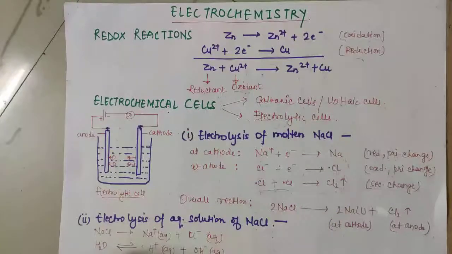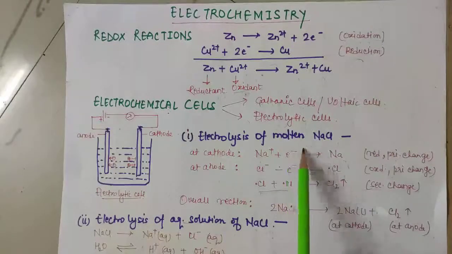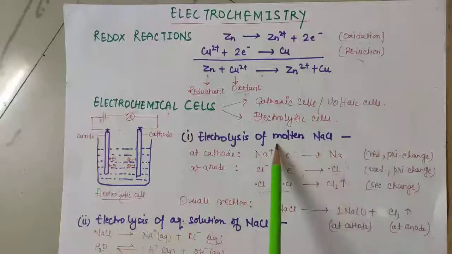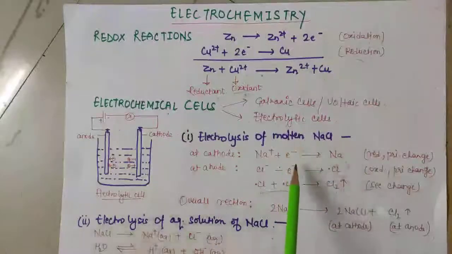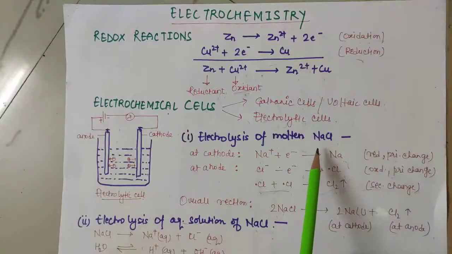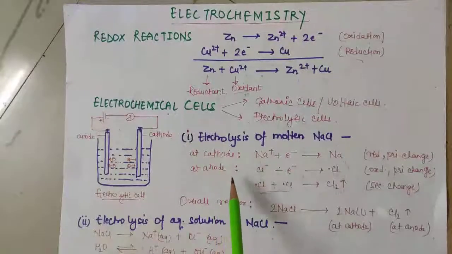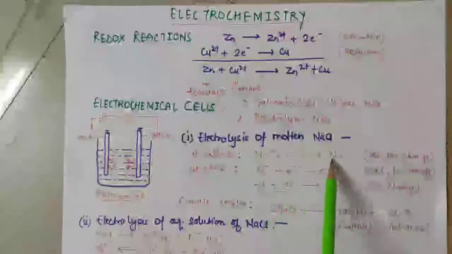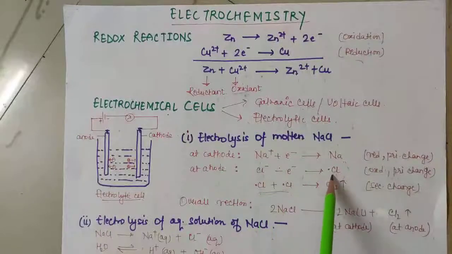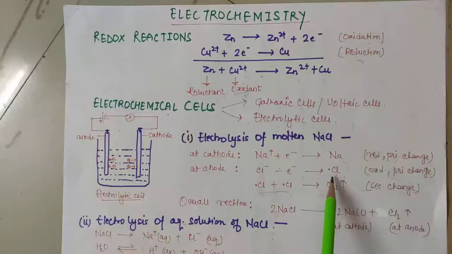Now suppose we consider a non-spontaneous reaction, that is, molten NaCl. Taking molten NaCl, no redox change will take place. But if we supply electrical energy to this molten NaCl, the ions present, sodium ion and chloride ion, will start moving towards the oppositely charged electrode, where sodium ion will get reduced to sodium atom and chloride ion will get oxidized to chlorine atom. This type of change is known as primary change. It is the primary product of the reaction.